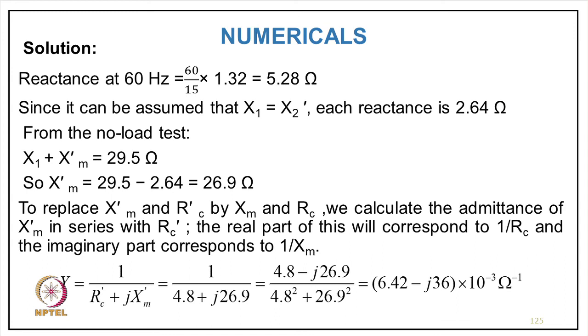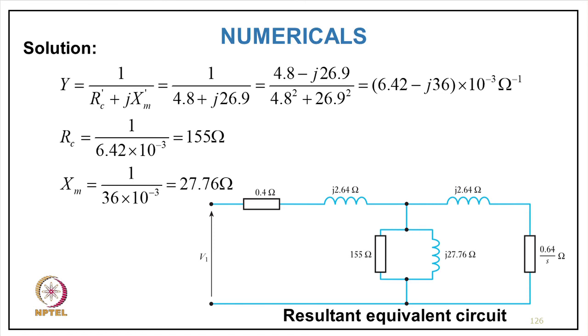To replace Xm in series with RC by a parallel combination, we calculate the admittance of Xm in series with RC. So, the real part will correspond to 1 upon RC and the imaginary part will be 1 upon Xm. So, Y equals 1 upon (RC plus jXm), putting 4.8 plus j 26.9, and putting the value, it comes to 6.42 minus j 36 into 10 power minus 3 mho, and Y will again be 1 upon RC, the same formula, it comes to this value. So, RC from here, taking inverse, is 155 ohm, and Xm, putting the value, is 27.676.